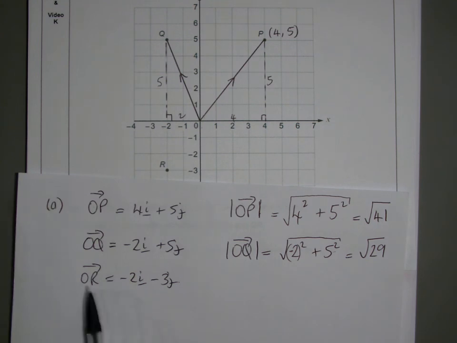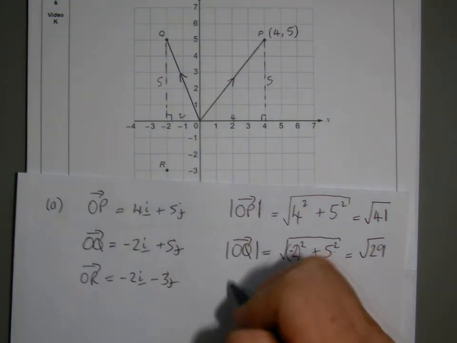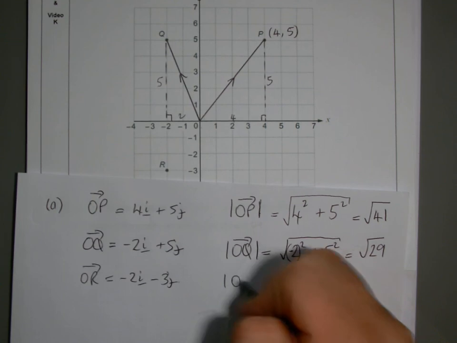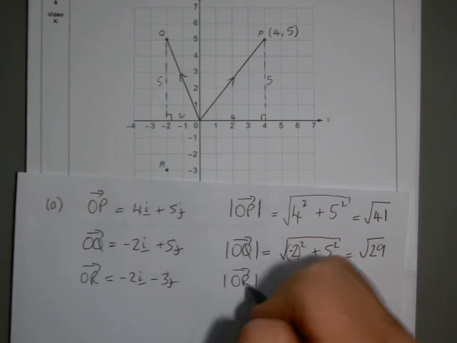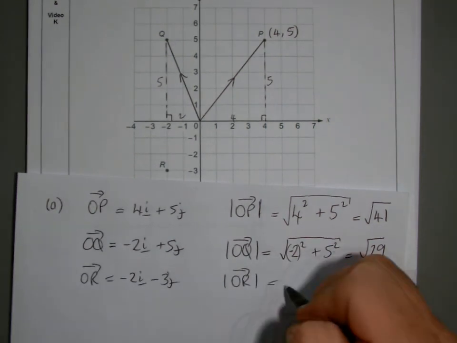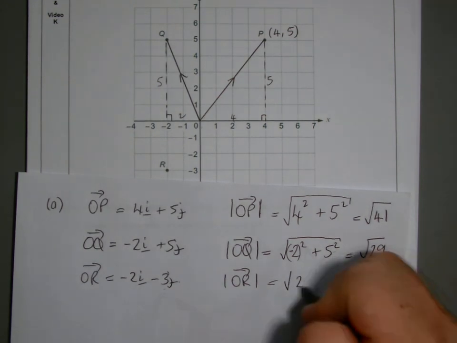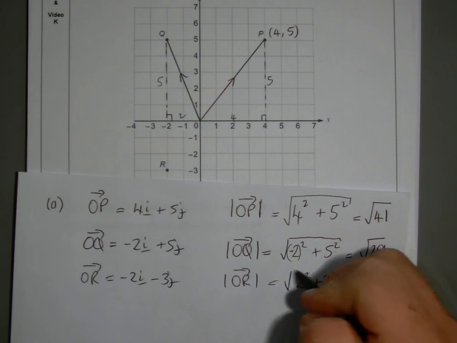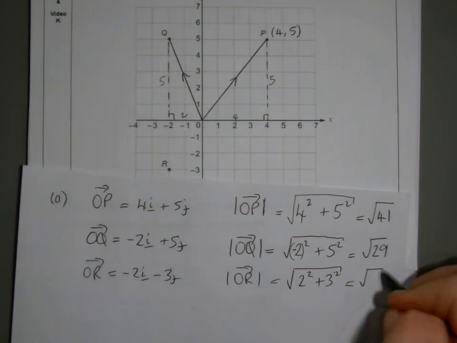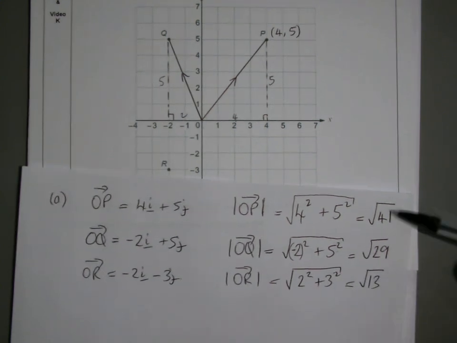Then with OR, you can draw it in if you want and see what it is. You can do that yourself, but essentially you don't need to. You can just write the vector OR, put bars around it, and see that's of length 2 and that's of length 3, so it'll be 2 squared plus 3 squared, and then square root it, and you get the square root of 13. So you've got the size and the length of each of those vectors.